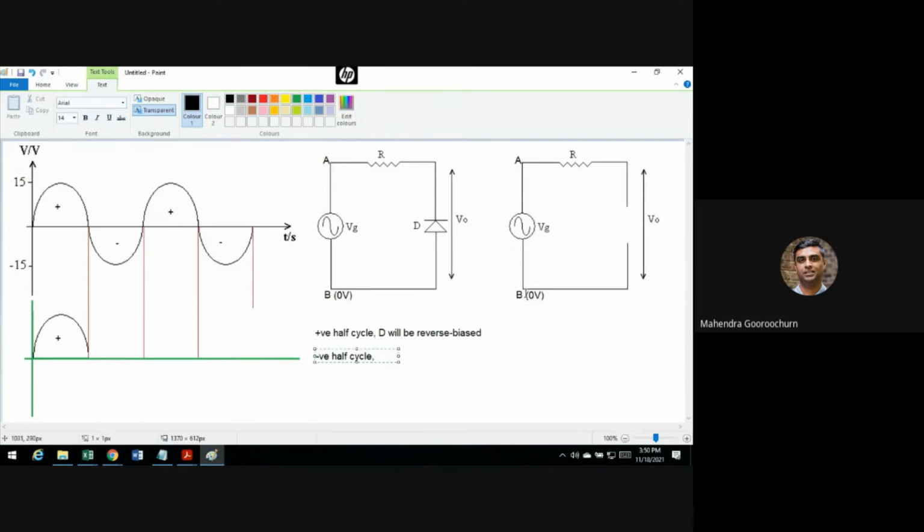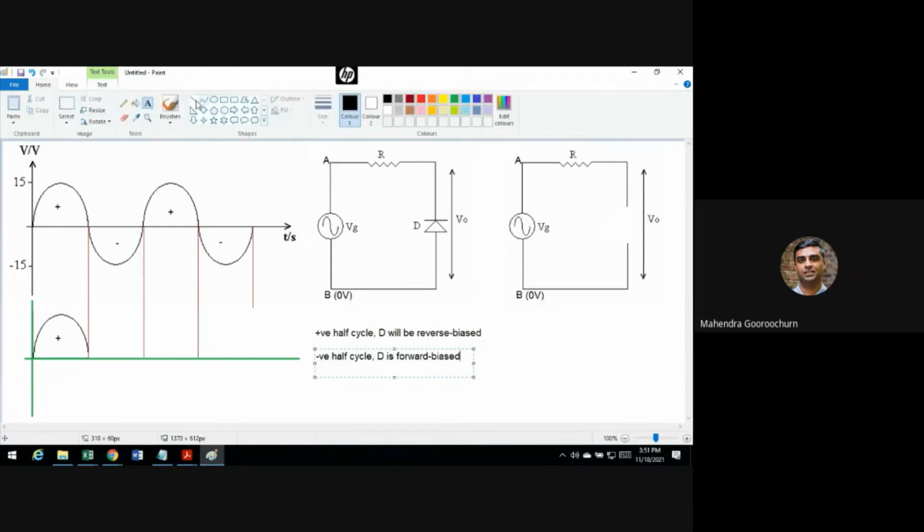In that case, if that's 0 here, your A is going to be negative because it's a negative half cycle. So now you're trying to flow current from 0 to negative. So your diode is forward biased. So D is forward biased when you're in your negative half cycle. For forward bias, we've said already, you would replace this by a short circuit.